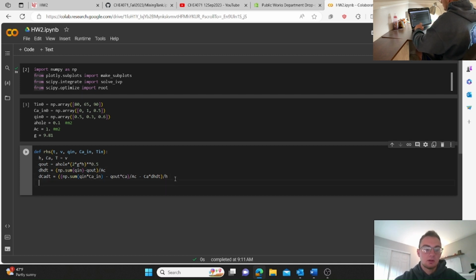And then our last differential equation, the change in temperature with respect to time, dT/dt. This is extremely similar to this. All we're going to change, if you look back at when we derived these, is that instead of the concentration of A, we have temperature here, and instead of the concentration of A going in, we'll have the temperature of the streams going in. So I'm just going to copy and paste.